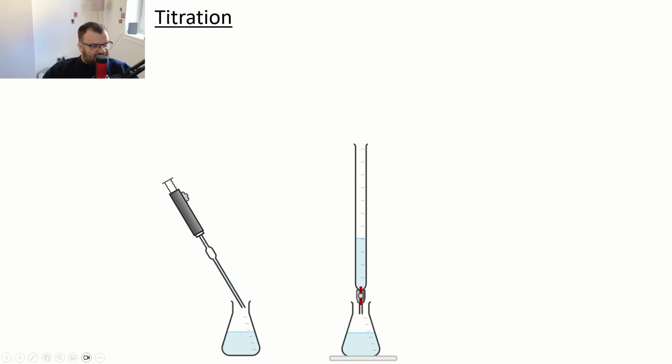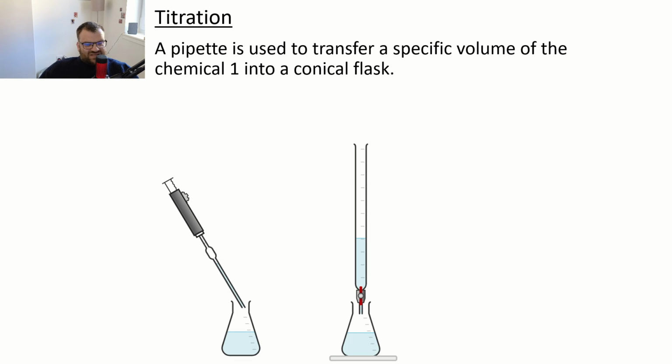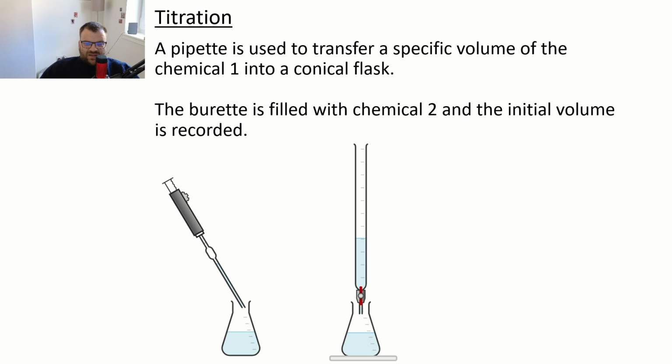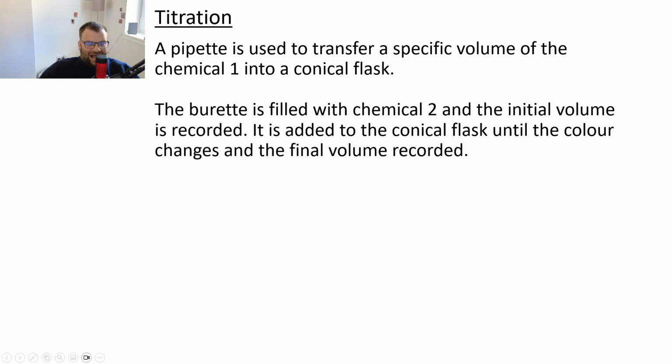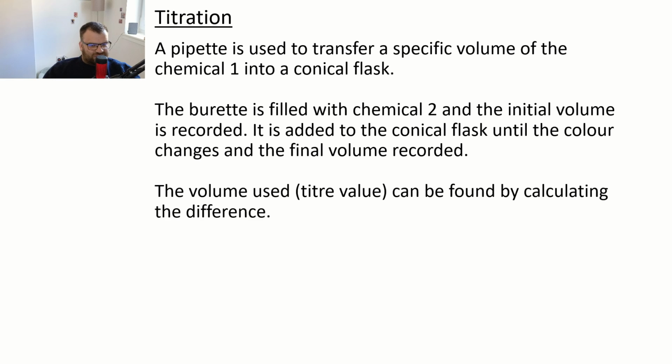So how do we go about setting this up? Well, we'd use a pipette, which is the piece of equipment on the left. We would transfer a specific volume of chemical 1 into a conical flask. The burette, which is on the right-hand side, the taller, longer one, is filled with chemical 2, and we record the initial volume that we are starting at. You then add chemical 2 to the conical flask until the colour changes, and we record the volume at the end of the reaction. The volume used, which is the difference between the start and the end values, is called the titre value. And this is the value that we start to use in our calculations.